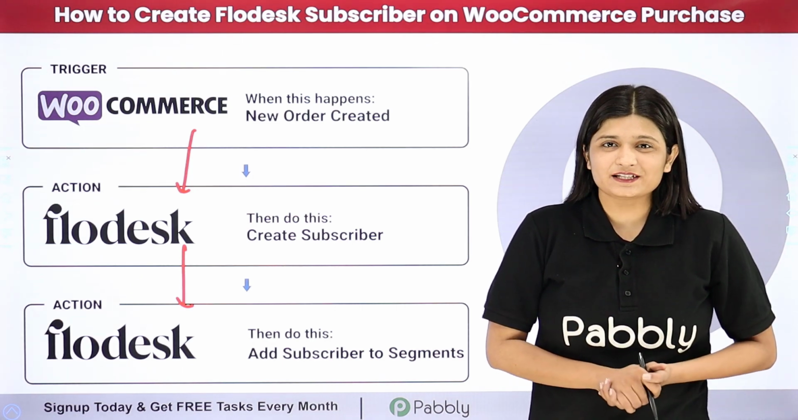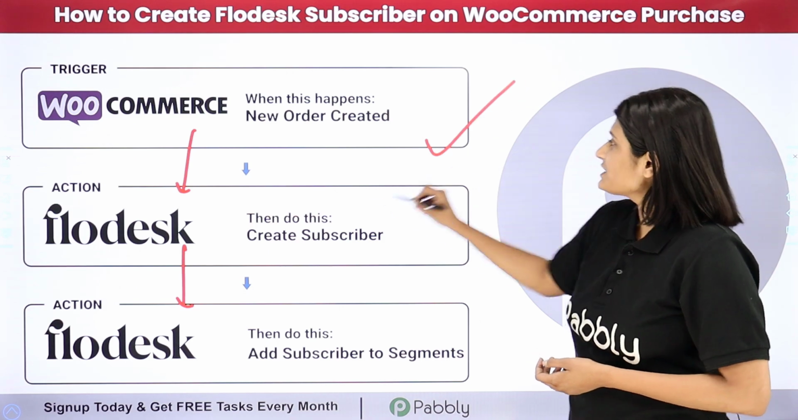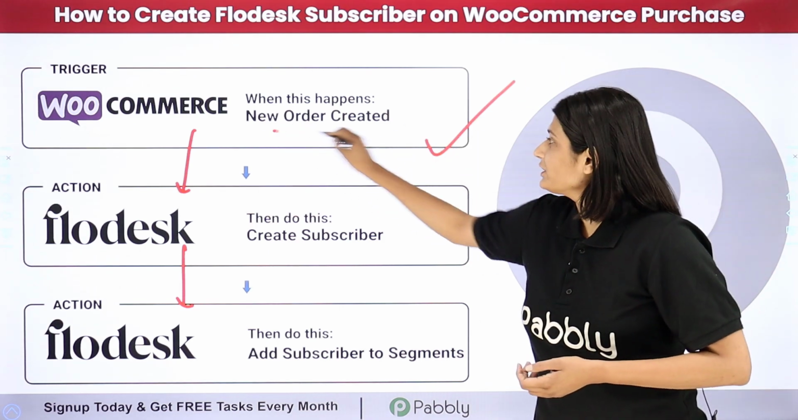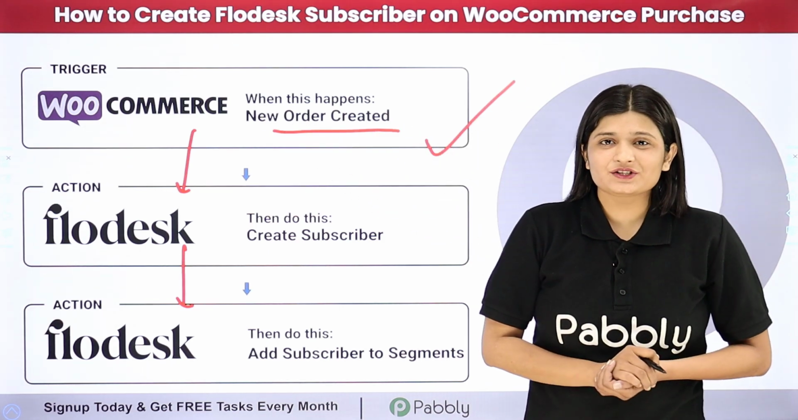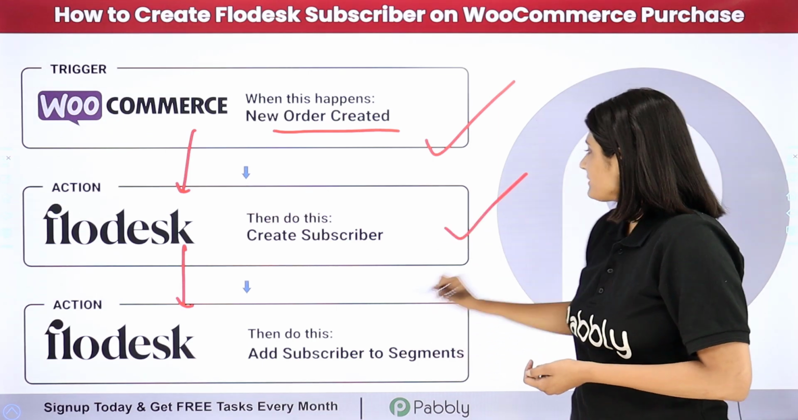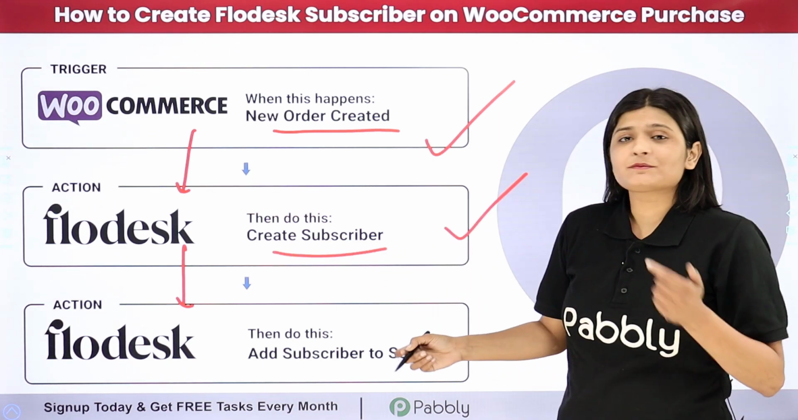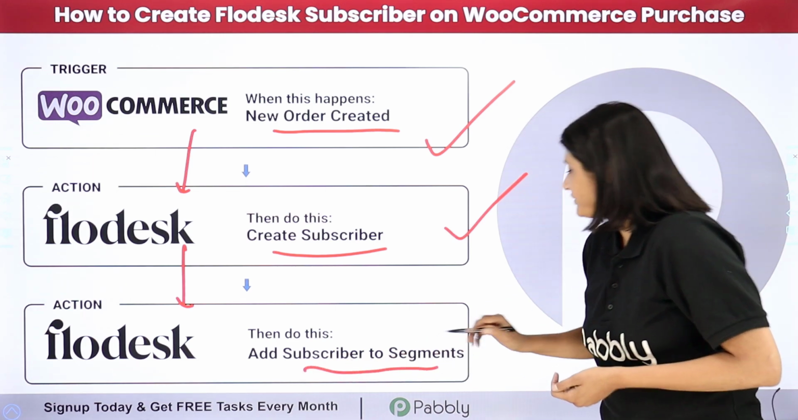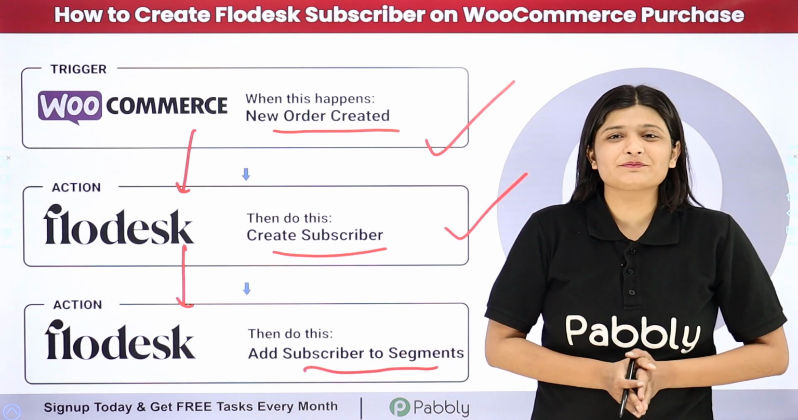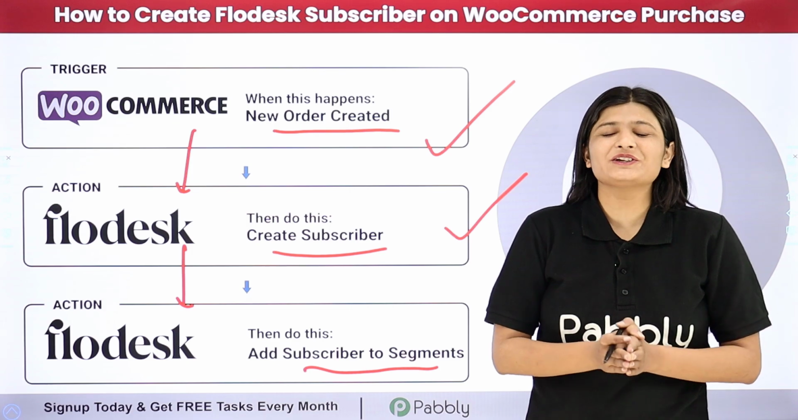Here as my trigger application, I am going to take WooCommerce where I will receive a new order, and then in my action application, I am going to take Flodesk where the subscriber will be created and then this subscriber will be added to that particular segment. If you want to learn this amazing automation step by step, then let me take you all to my screen.